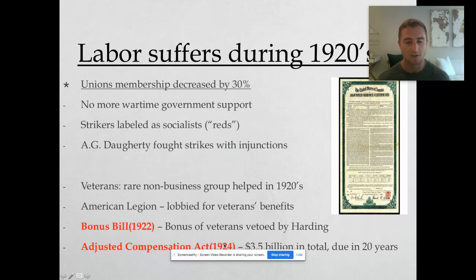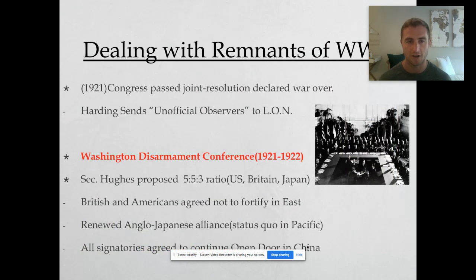Okay, so we can do the simple math here. Here it is in 1924. So this $3.5 billion is due in 1944 for our veterans of World War I. Now, there's something that's going to happen before 1944 that's going to make those veterans want that money immediately, and that, of course, is the Great Depression. So the Adjusted Compensation Act, our bonus for veterans, is one to keep an eye on in the Great Depression.